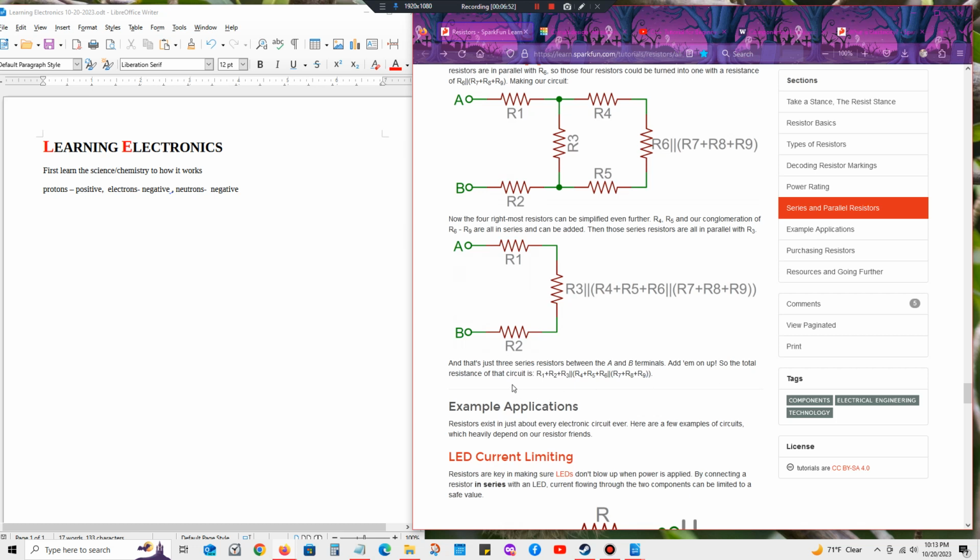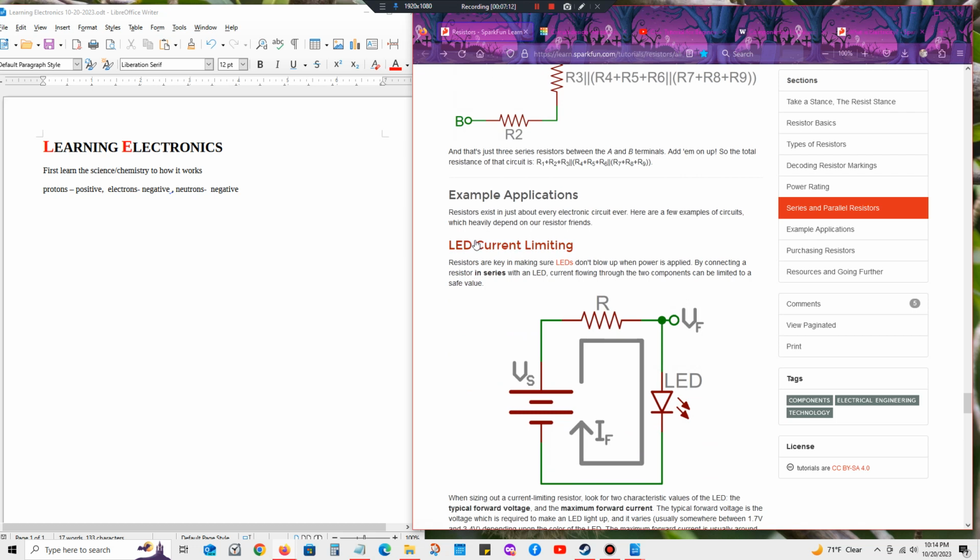Add them up, so the total resistance of the circuit is R1 plus R2 plus R3 in parallel with R4, R5, and R6 in parentheses, then R6 is in parallel with R7, R8, and R9.